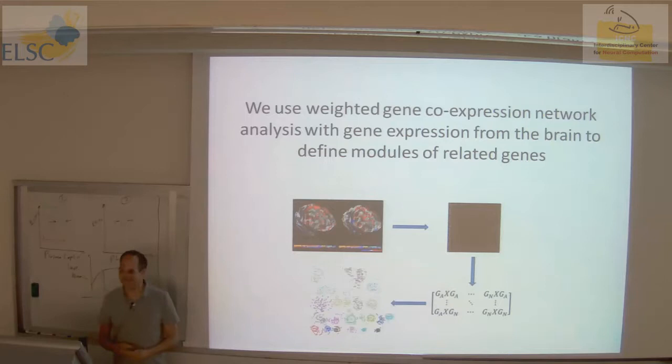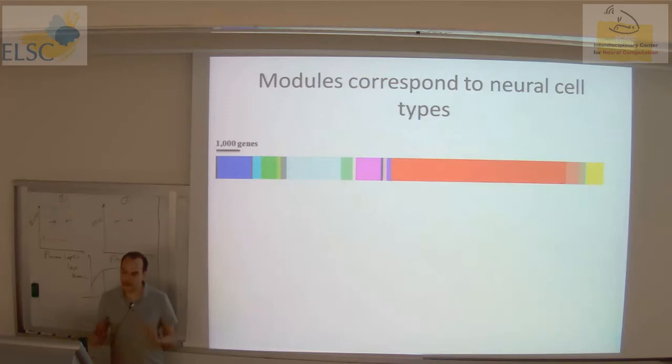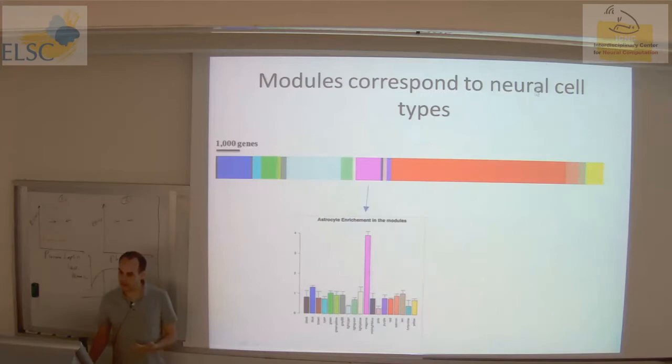I'm not going into the details again of exactly how we connected the genes. But in the end, what we get is groups of genes. And just to visualize those groups, we give them names as colors. Each color in this bar is a group of genes. There are big groups and small groups, and then you can characterize these groups. In most cases, they correspond to a specific cell type or very general mechanisms. For example, this magenta actually corresponds to astrocytes.